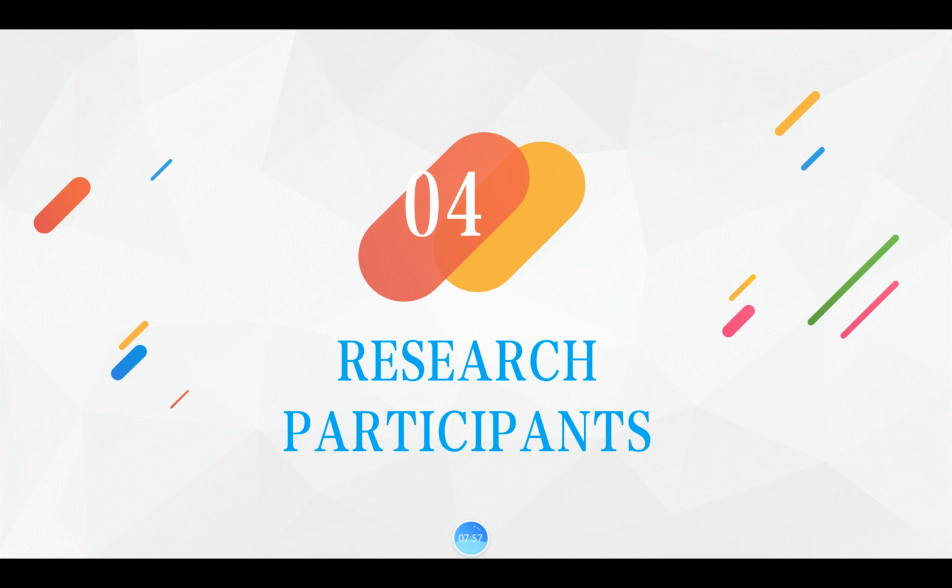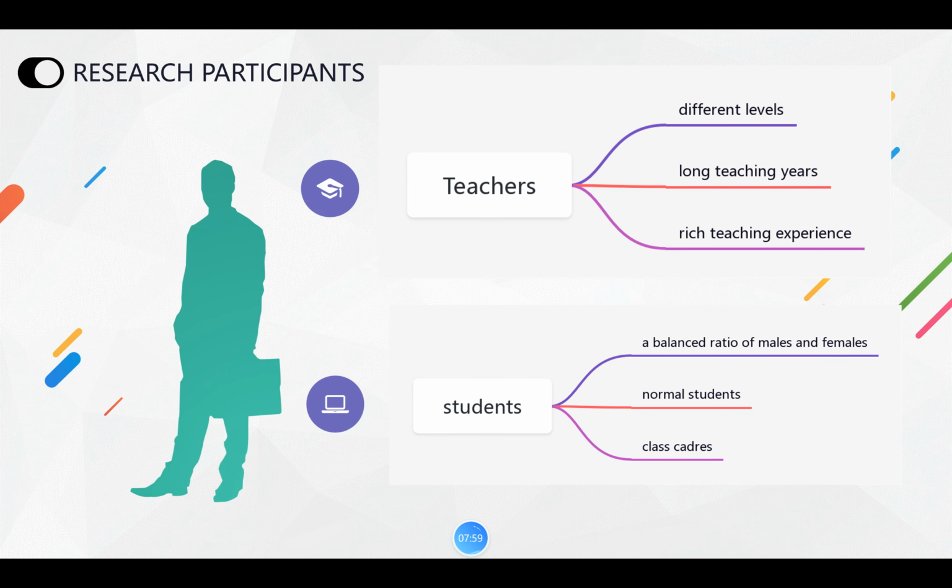The next part is research participants. There are 2 types of interview subjects in this research. First, taking the basic college English courses in universities as an example, teachers of different levels in normal colleges and universities of different levels are selected. In order to obtain more valuable and sufficient information, senior lecturers and professors with long teaching years and rich teaching experience are selected.